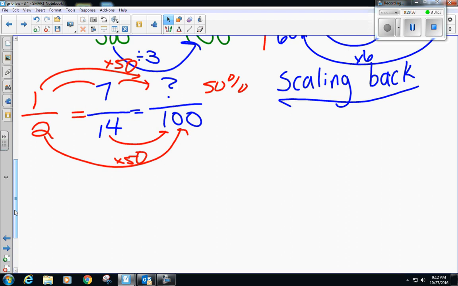The answers to the front are on the back, and the answers to the back are on the front. Every one of these must be solved using this proportion setup with the 100 on the bottom right. Every one of them. Okay? I expect to see that first, and then I want to see arrows and numbers. And if you had to scale back, I want to see that as well.